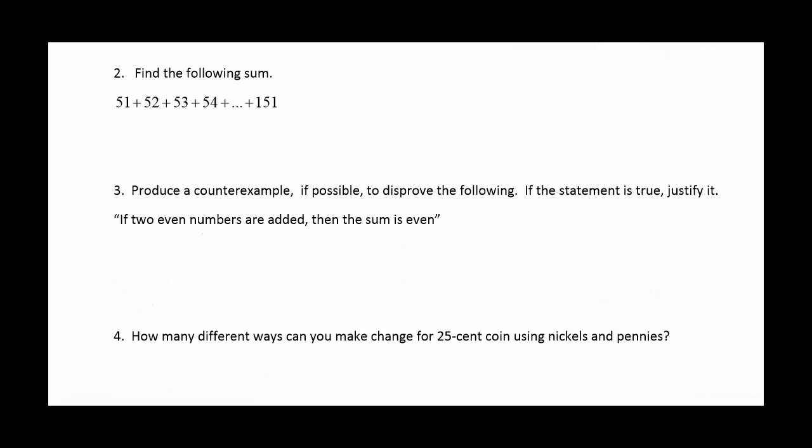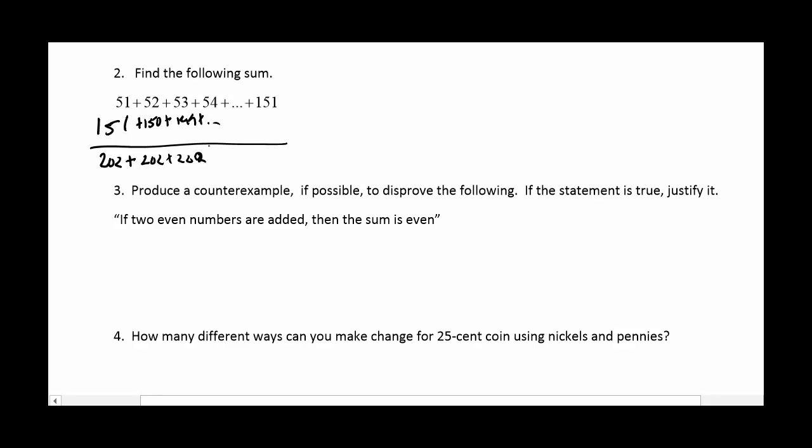All right, our next skill involves finding the sum of a set of numbers. And this is sort of an application of the Gauss trick from earlier in chapter 1. And the idea is you add up 51 to 151. So I'm going to reverse the order here. So 151 plus 150 plus 149 plus all the way. And if I add those up, I get 202 plus 202 plus 202. Okay. So I get 202 times something.